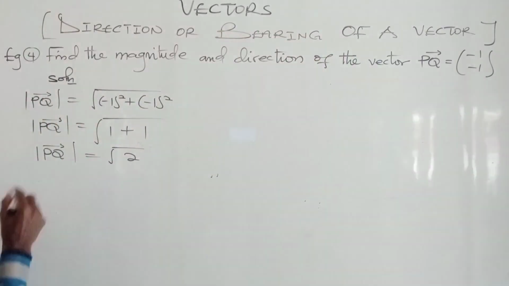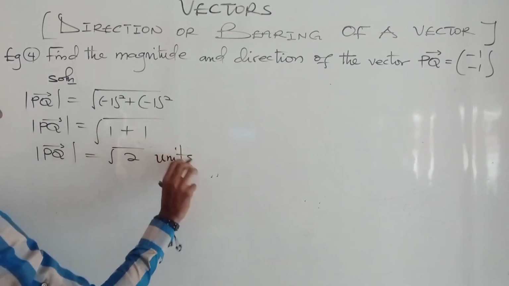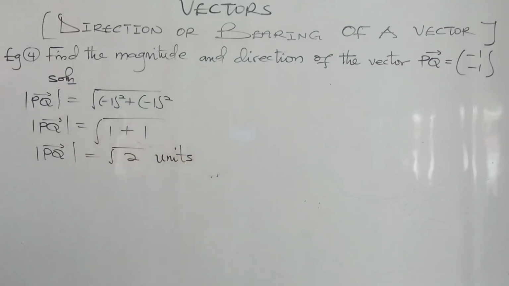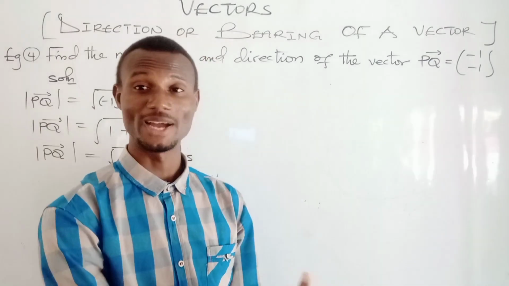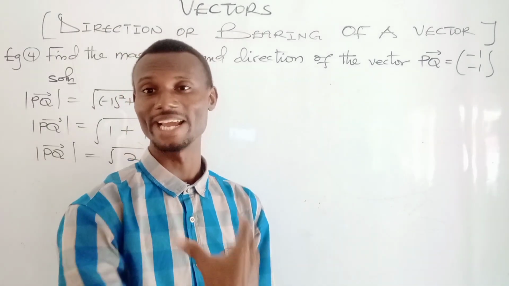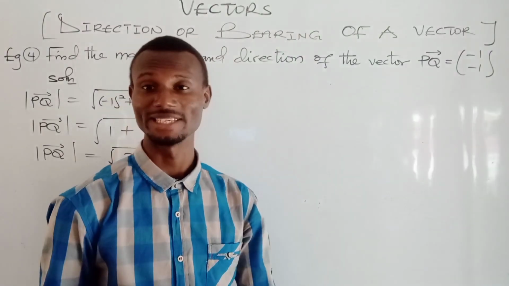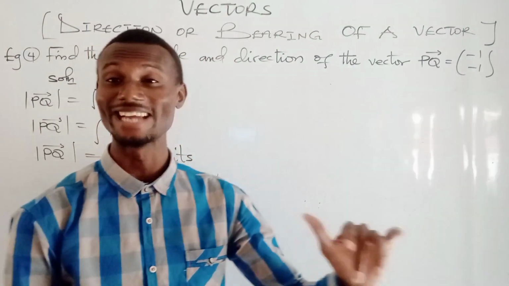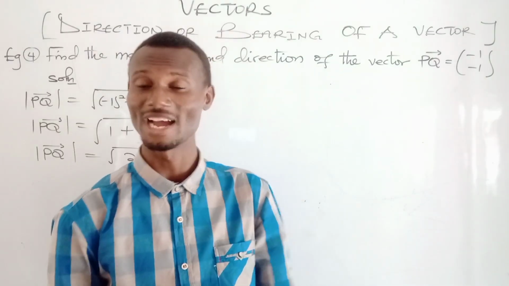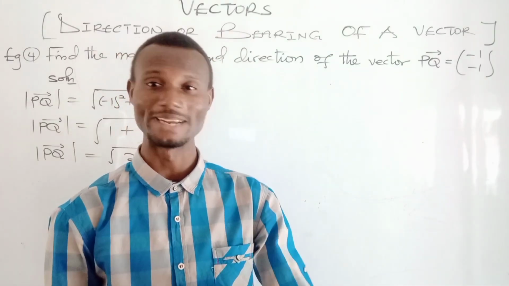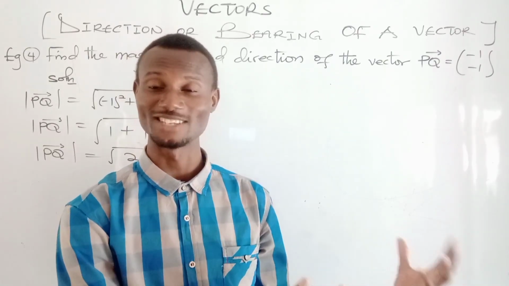Okay, so my magnitude of vector PQ gives me square root of 2 units. So that's my final answer. We've answered the first part of the question, which says that we should find the magnitude of the vector PQ. Now the next part is saying that we should find the direction of the vector PQ, and I've also taught you how to find the direction of any given vector in a previous video, so we are going to apply that knowledge here.